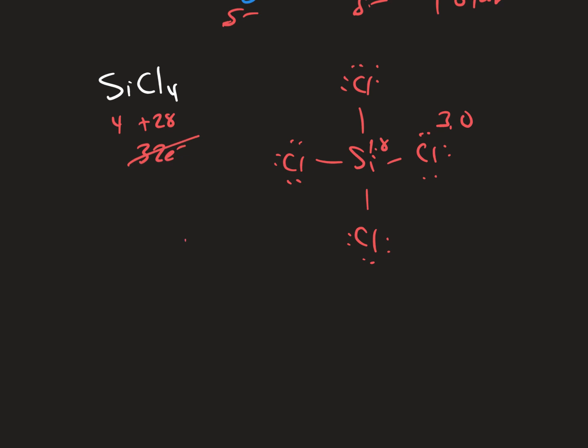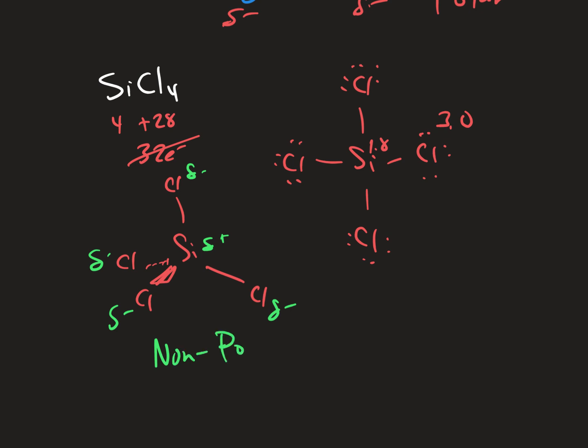So if we draw this, silicon with chlorines looks like this. This is partial negative. Let me use a different color. Partial negative, partial negative, partial negative, partial negative, partial positive. Can we separate the positives from the negatives with a straight line? No, we cannot. So this is nonpolar. Good? Yeah. Great. Thanks for asking that one.